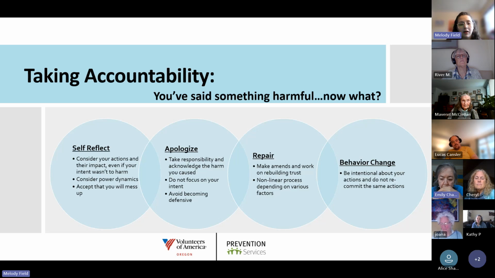And that can be really hard. It can be hard not to become defensive, but you do want to be able to then repair and make amends and work on building trust with that person. And we also acknowledge it's a nonlinear process. And then a very important part of this is changing your behavior and trying not to recommit the same actions, trying to build understanding, and thinking about how you can be more intentional in the future.